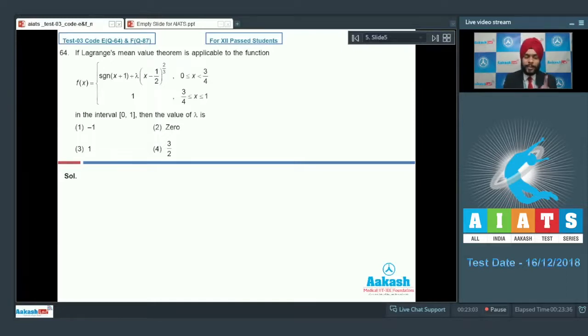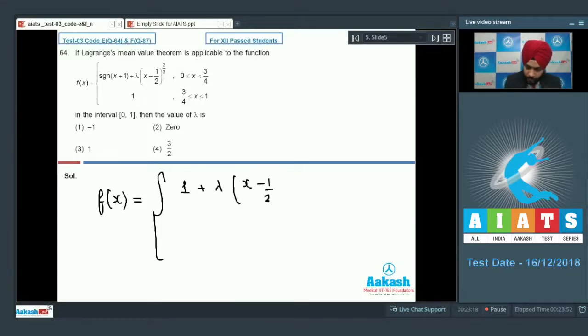We know that students, signum of a positive quantity is always equal to 1. So simply f(x) is equal to, in this particular interval 0 to 3 by 4, x plus 1 will be 1 to 7 by 4. 1 plus lambda into (x minus 1 by 2) whole raised to the power 2 by 3 when x belongs to 0 to 3 by 4, and 1 when x belongs to 3 by 4 to 1.